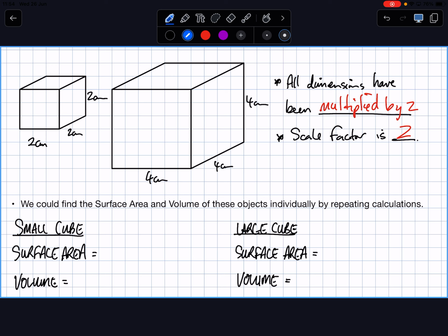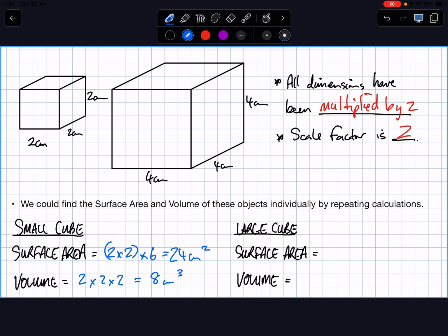We could find the surface area of these objects. Okay? If I wanted to find the surface area of the small cube, what would the area of one of the squares be on the small cube? 2 by 2. And how many sides are there on a cube? 6. Well done. So 4 times 6, the surface area is 24 square centimeters. And then based on today's work, this is a kind of rectangular prism. And the volume is length times width times height.